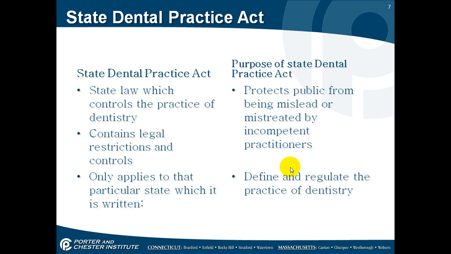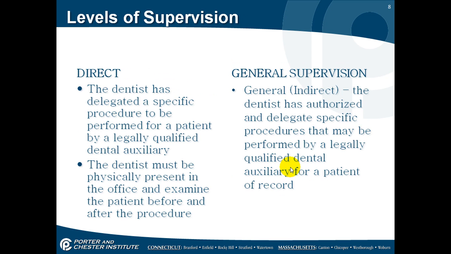The State Dental Practice Act is a state law which controls the practice of dentistry. It contains legal restrictions and controls, and it only applies to that specific state. The purpose of it is to protect the public from being misled or mistreated, and everything's defined and regulated. If you want to know what a dental assistant can do in the state of Connecticut, you go and look under the State Dental Practice Act, and it'll show you every step that you can and cannot do and what you need to be able to do that.